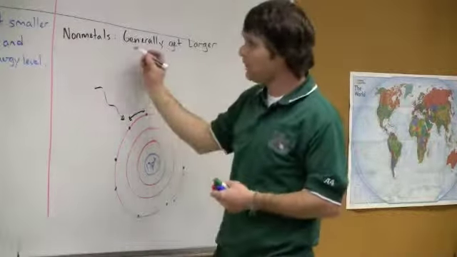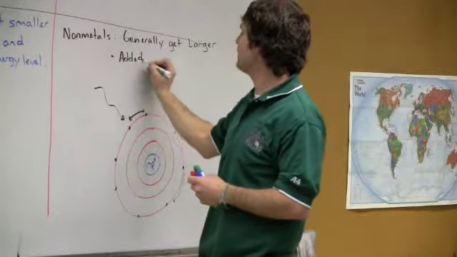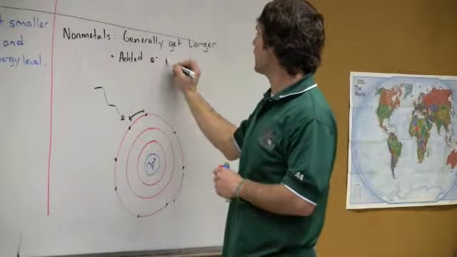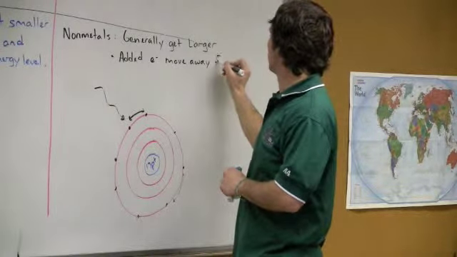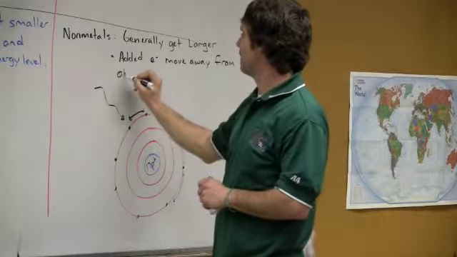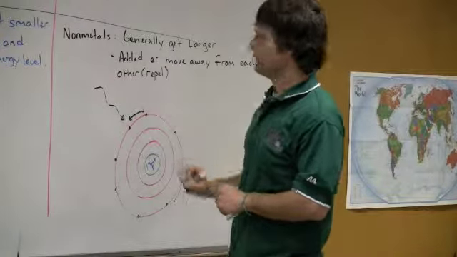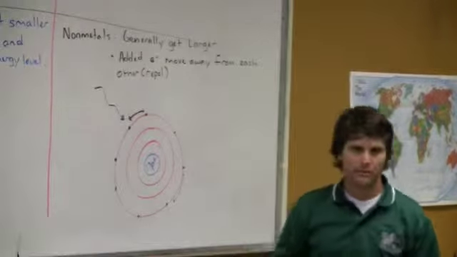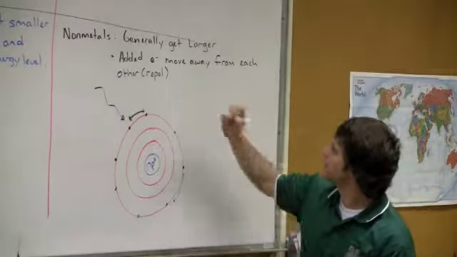So what we will say is, added or gained electrons move away from each other. Repel. Should we put repel in parentheses? Move away from each other, repel each other. So the atom gets bigger because of that.